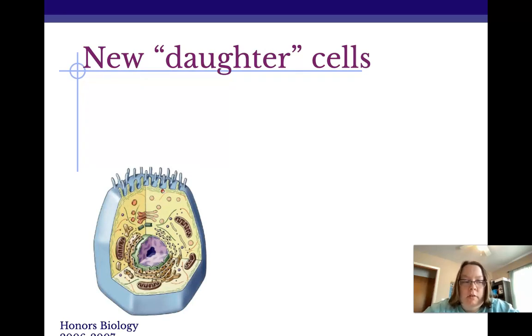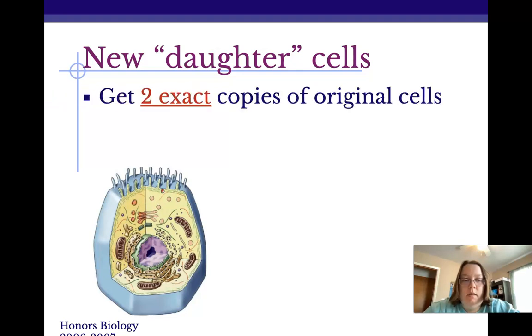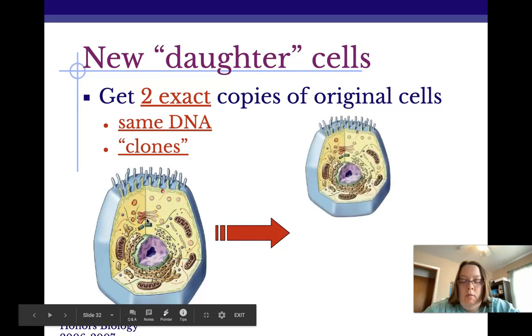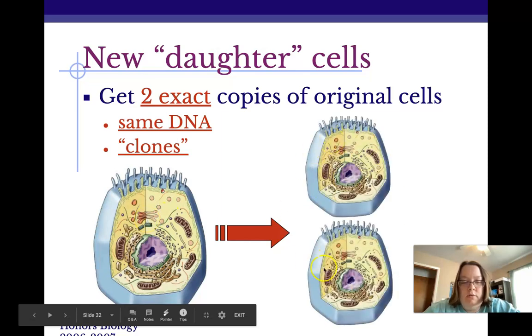So at the end of the whole cycle, we went through interphase, mitosis, and cytokinesis. We have new daughter cells. We get two exact identical copies of the original cell. They had the same DNA. They are clones. So we started with one cell, and we're going to end with two identical cells. Again, these are clones. This is a type of asexual reproduction. The cells are identical from the one in the beginning to the ones in the end.